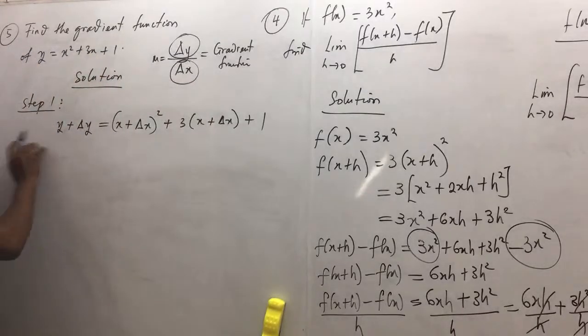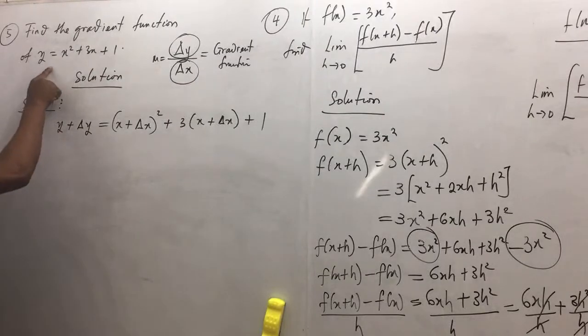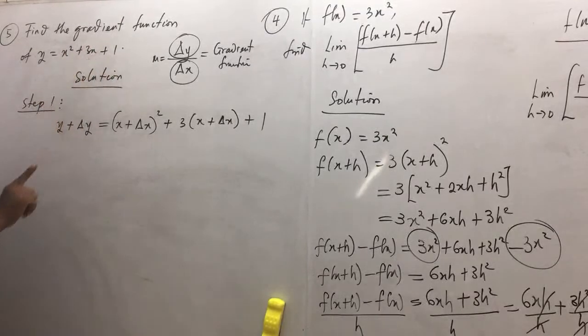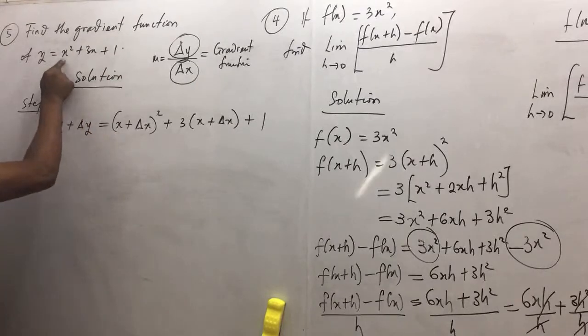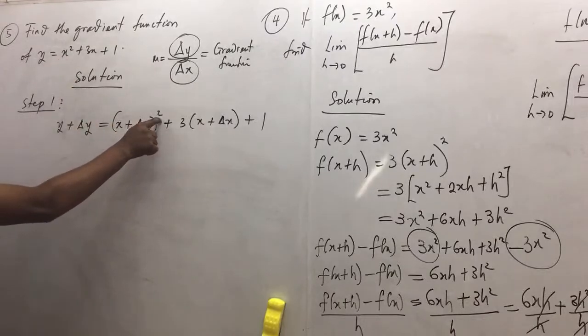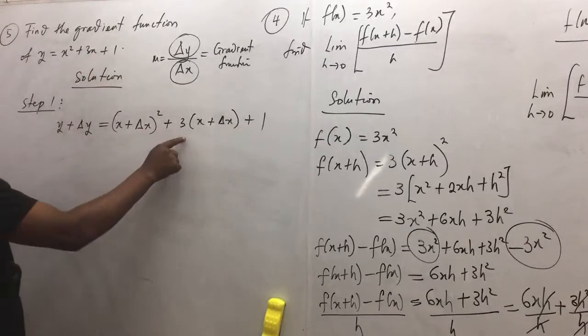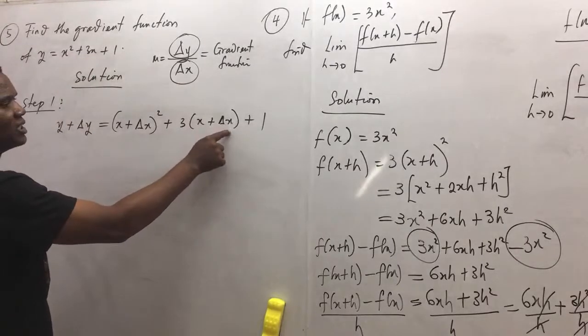Now, how do we obtain the gradient function? The first thing we are going to do is to look at the function y equals x squared plus 3x plus 1 and increase the independent variables, the arguments, by an infinitesimal change. So I'm going to start with increasing x by changing x. So x squared becomes x plus change in x all squared. And I'm going to increase x here, that is multiplying 3, by changing x, and it becomes 3 in brackets x plus change in x.